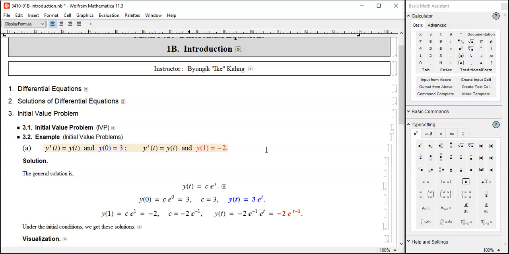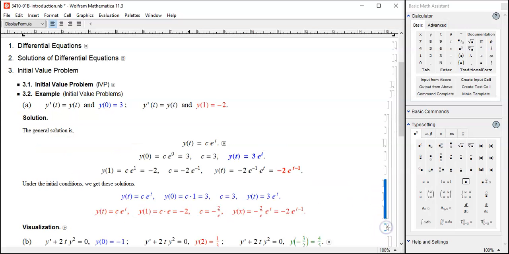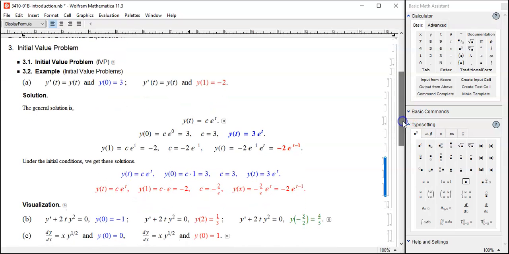So same general solution because we have the same differential equation, but we have two different initial conditions. Therefore, we have two different solutions. Okay. Here are the solutions, they match.